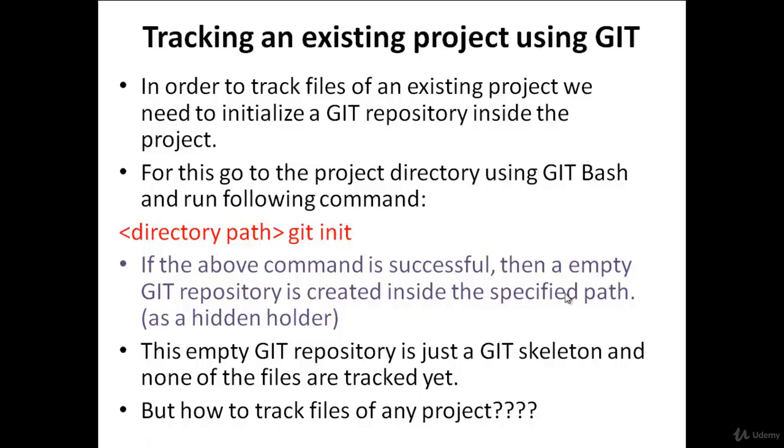Every single change that I do inside this project should be tracked, and in the end I can check in the entire project repository into the Git centralized server, that is GitHub. Now, in order to track files of an existing project, we first need to initialize the Git repository inside that project. So how are we going to do that?